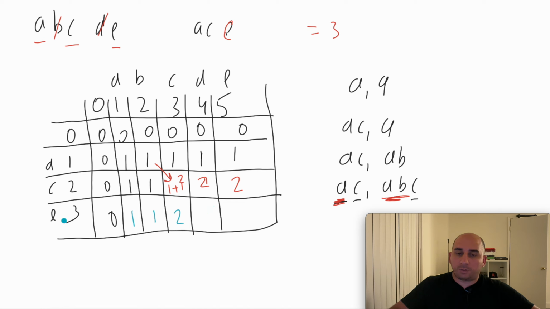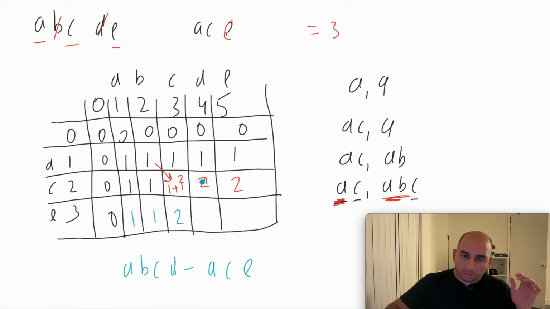The next one is that E is not equal to D. Just one more time to reiterate on that. The subproblem that we are solving at this specific point is ABCD and ACE. What does that mean? It means that D is not equal to E.